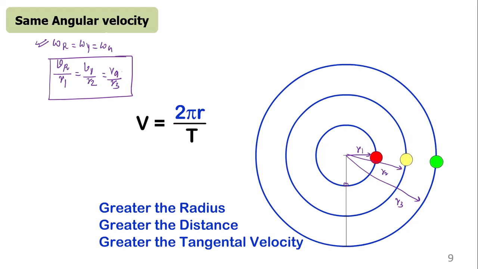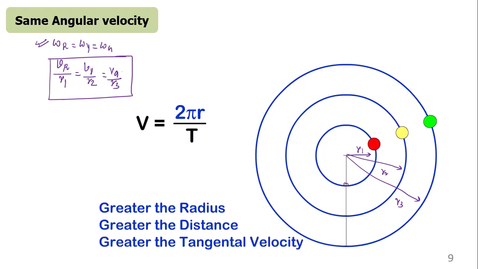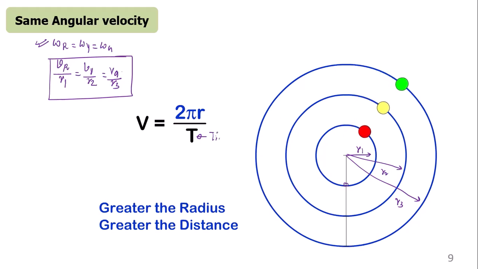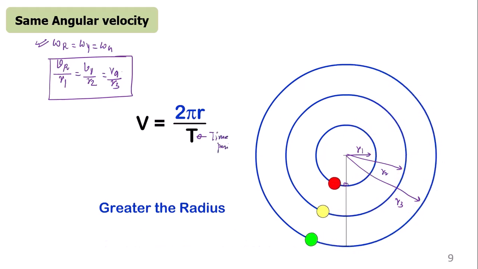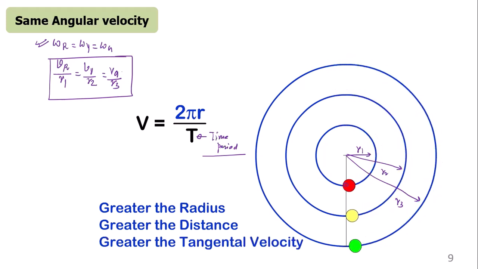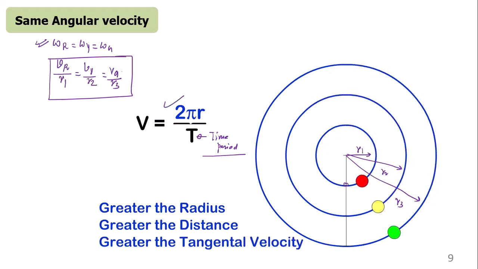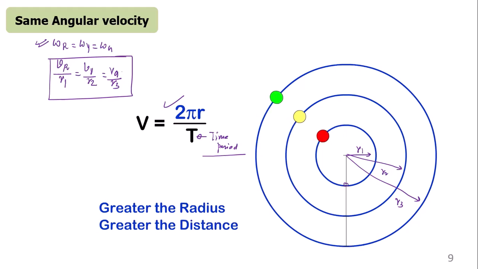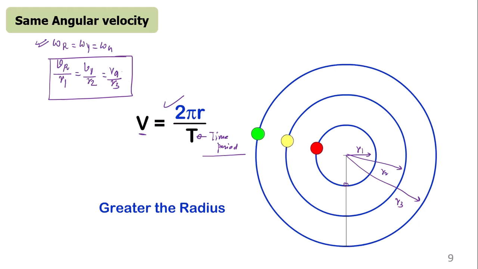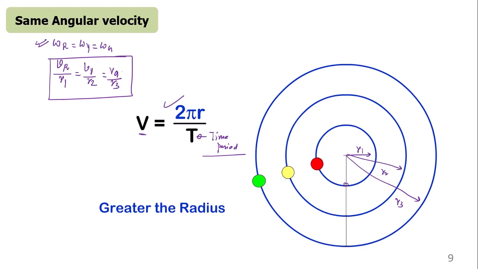Now, another important observation is how much time is being taken. The time taken to complete the circle is called the time period, capital T. That number tells you how much time you take to complete one circle. To complete one circle, the total distance you travel is 2 pi r. So v is 2 pi r by T. V is the speed. So greater the radius, greater the distance, greater is the v.